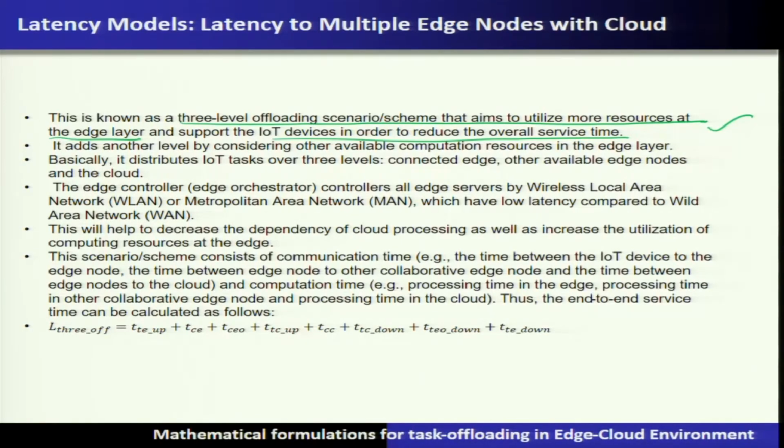So the dependency on the cloud is also reduced, and therefore the latency, that is the communication latency, is also reduced in this model. This adds another layer by considering other available computation resources at the edge layer. It distributes the IoT task over 3 levels: the connected edge, other available edge nodes, and the cloud.